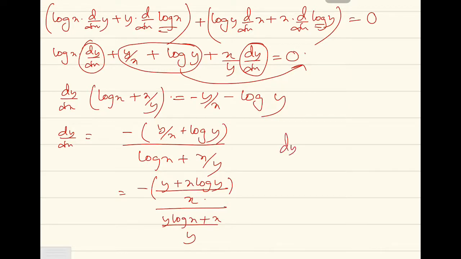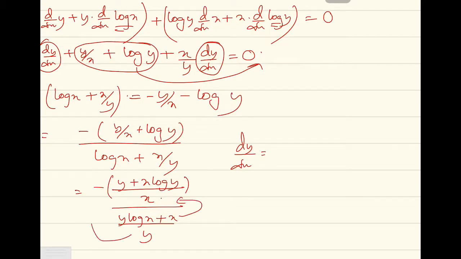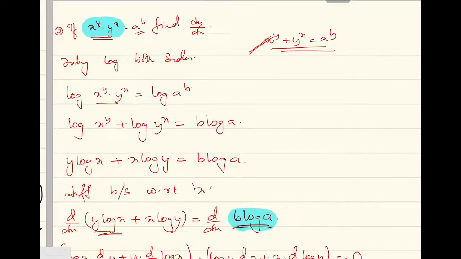So finally that gives me dy by dx equals, this moves here and this goes to the extreme above, so minus y plus x log y whole divided by x times y log x plus x. So that's the final answer. That's dy by dx for this particular sum.